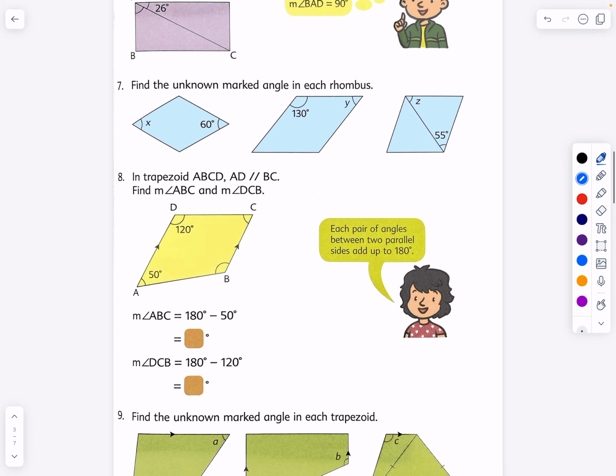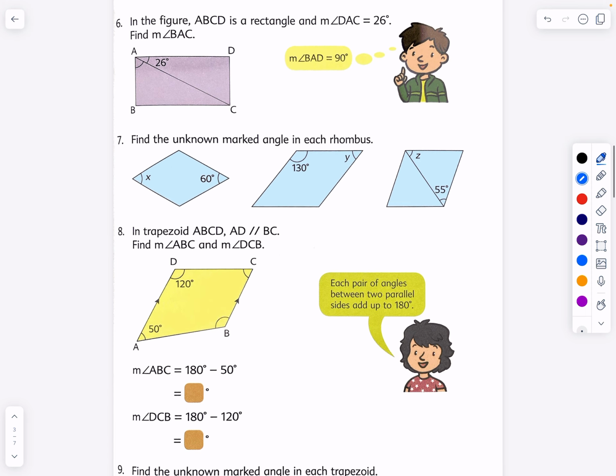Now, let's try the following page where we have more interesting examples. Problem number 6. In the figure, ABCD is a rectangle. It's very important to read English in geometry and understand what is given. Angle DAC. What is DAC? It's from D to A to C. It's this little piece, which is 26 degrees. Find the complementary angle BAC.